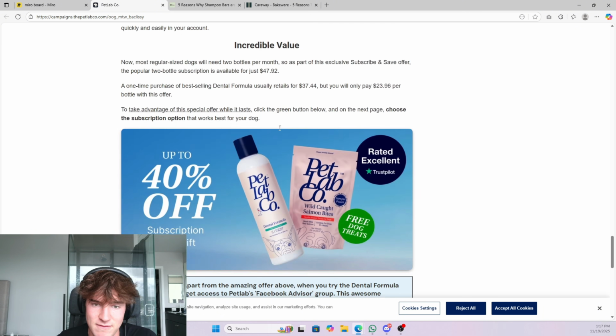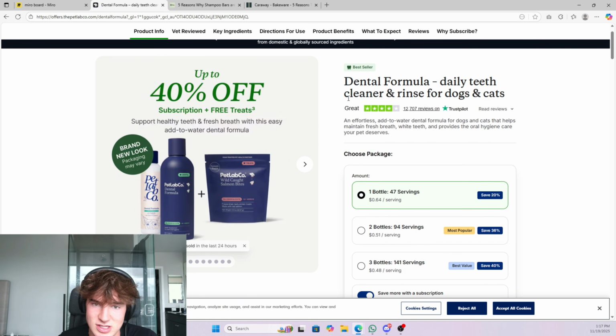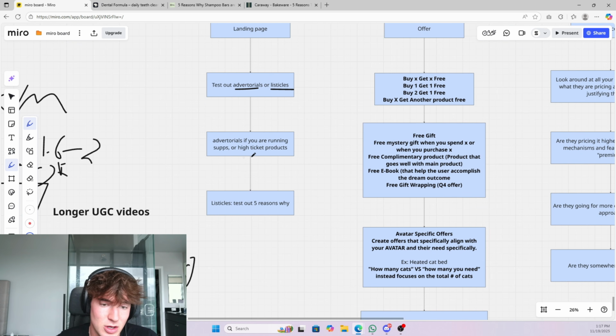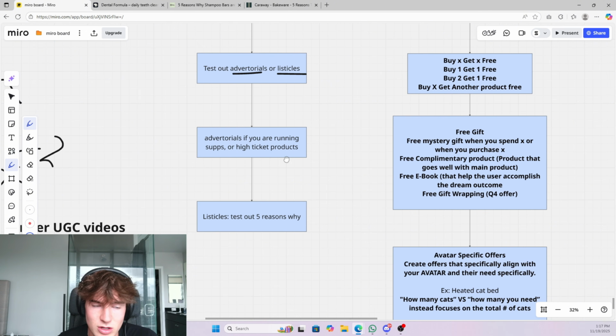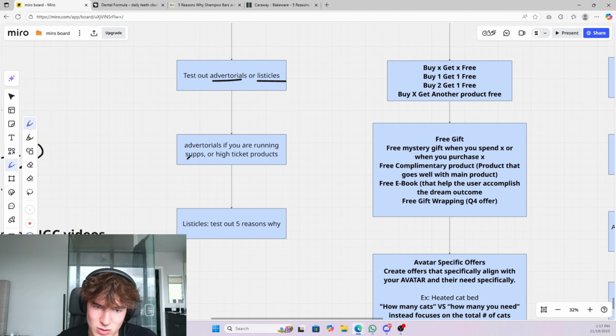So this is obviously a very, very good advertorial, and if you just click this, it's just going to send me to the sales page. So that's a very good example of an advertorial. And if a 9-figure brand is running an advertorial like that, it makes sense that you should run something like that as well, especially if you're running supplements.